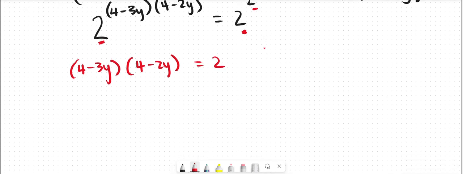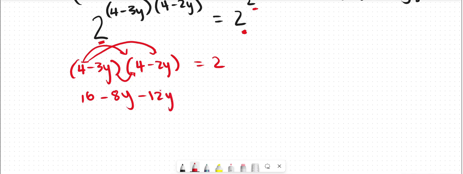Alright, so at this point I could just multiply to get rid of those brackets. So this 4 times a 4 is a 16. A 4 times the negative 2 is a negative 8y. Negative 3y with that gives me a negative 12y. And lastly, negative 3y with the negative 2y gives me a positive 6y squared. And then I get that.